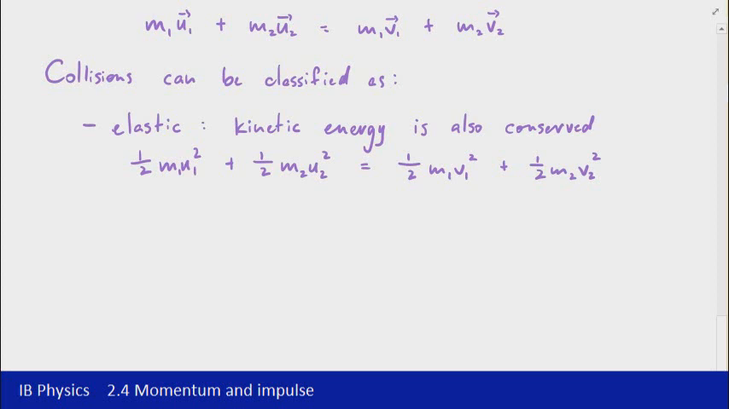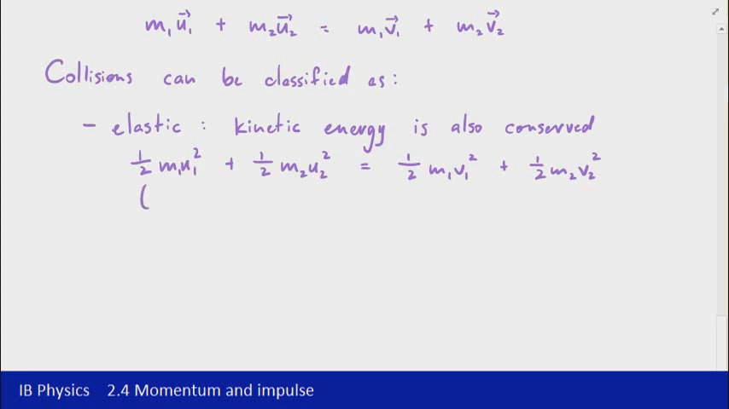Now notice here I'm not using the vector notation for the initial and final velocities. Hopefully you can remember that kinetic energy is a scalar quantity, not a vector quantity. So there's a key difference between the two equations there. For momentum we're looking at the vector properties, but for kinetic energy we're only looking at the scalar quantity.